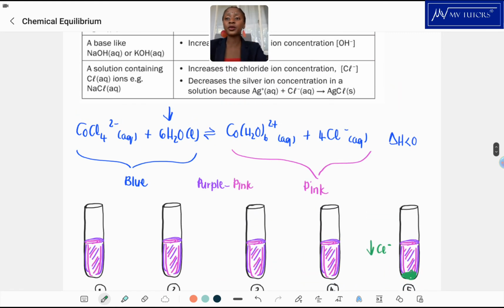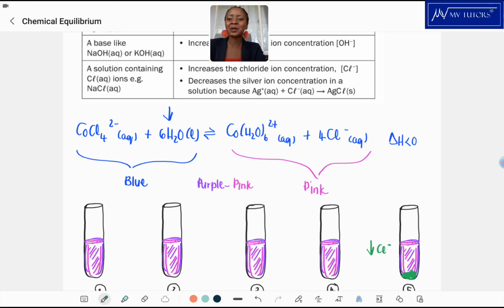So if you look at your reaction there, if you take away, so it's a product, right? The chloride ions are on the product side. So if you keep taking away from the products, what does Le Chatelier suggest you do? Well, basically, you're going to be product favored, because if you're taking away, we need to replace it.